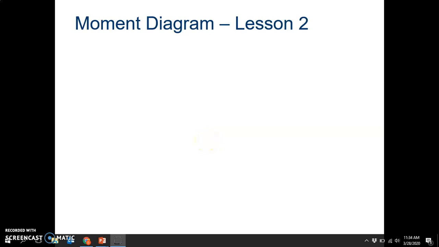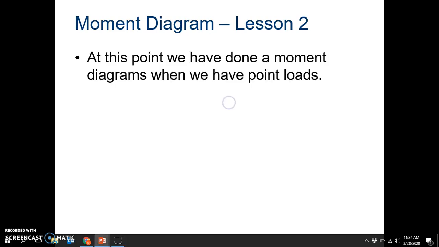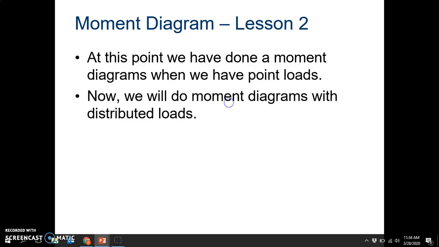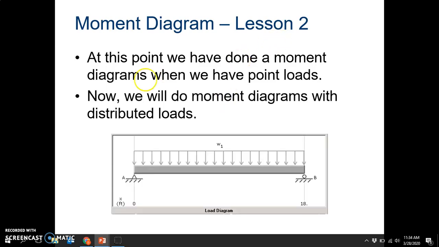In this video, we will continue with moment diagrams. In the last video, we focused on moment diagrams when our beam only had point loads. In this video, we are going to learn how to draw moment diagrams when your beams have distributed loads. So here's your distributed load. Pretty simple. You have your distributed load throughout the entire beam span and your supports on either end.